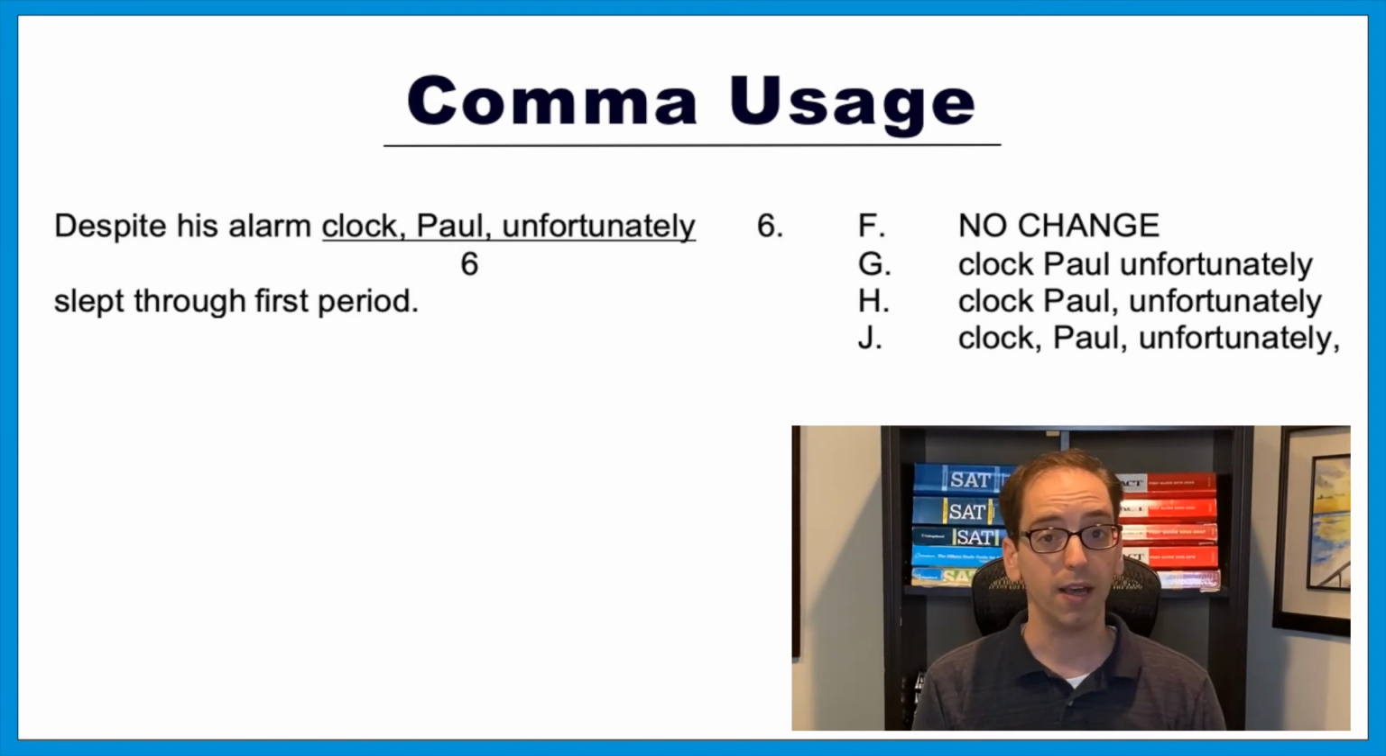And then that second comma is not separating the word Paul. It's starting to separate the word unfortunately. We don't need that word. Let's prove it. I'll read the sentence without the intro, and without the word unfortunately. Paul slept through first period. That's fine. That means we need another comma after the word unfortunately.